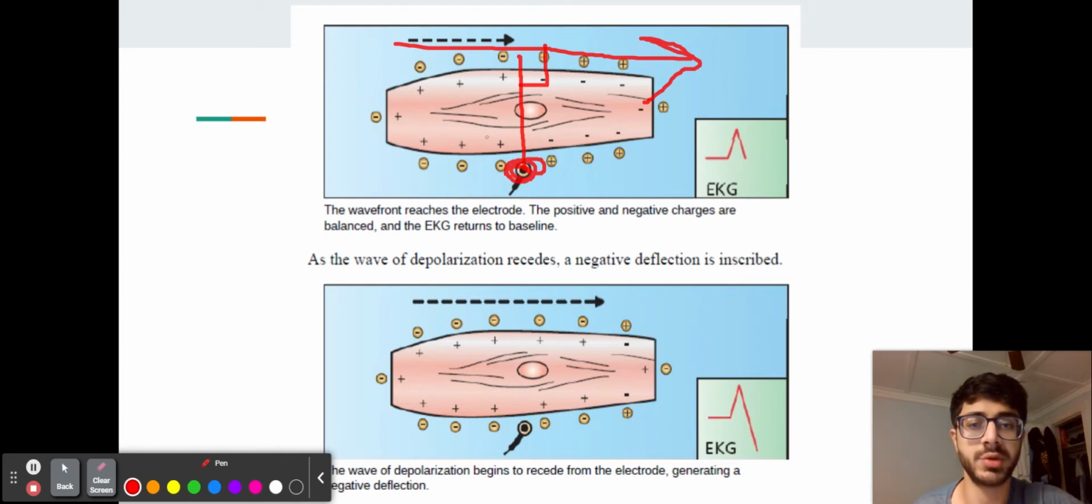It's going to be elucidated on the other slides, but this is something that you really, really need to understand: what these deflections mean. So if I tell you what this deflection means, you should say current is coming towards whatever electrode we're talking about, 1, 2, AVR. Then if I show you this part, you should say, whoa, at this point, current is going away from this electrode. So this is something you really, really need to understand.